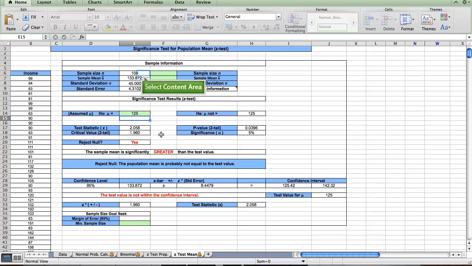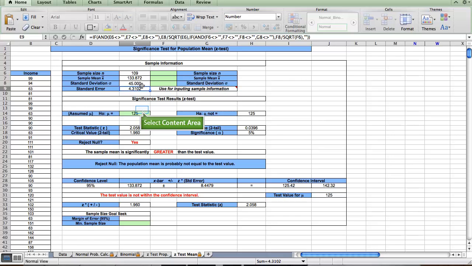Now our results. Our results tell us that the sample mean of $133,872, or 133.872, is 2.058 standard deviations of x bar, or what we call standard error of the mean. This is the standard deviation of our normal sampling distribution of x bar. Okay, our z-score is telling us that the sample mean is 2.058 standard errors above 125.